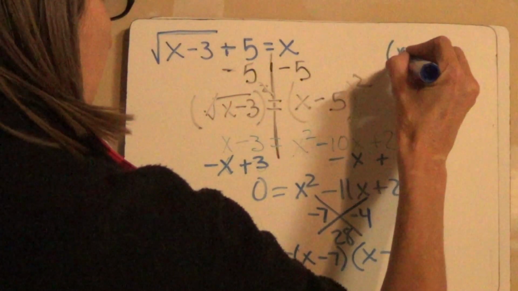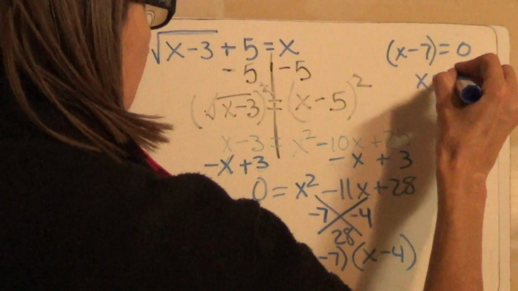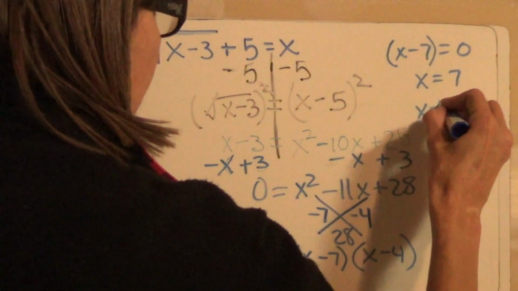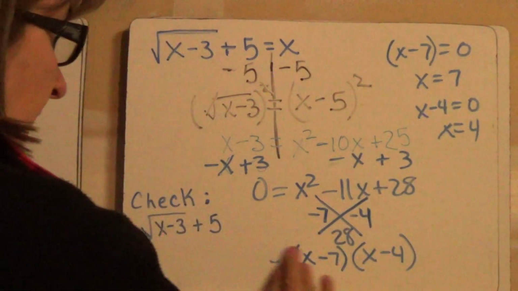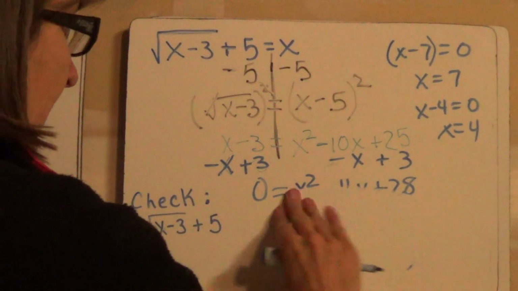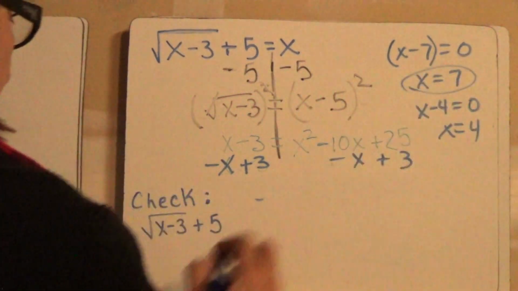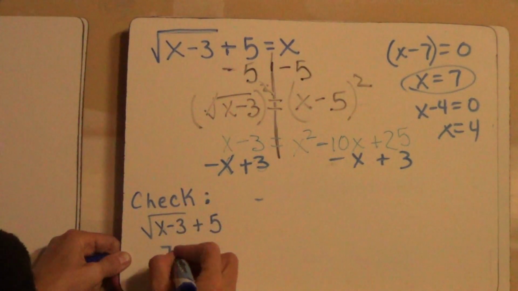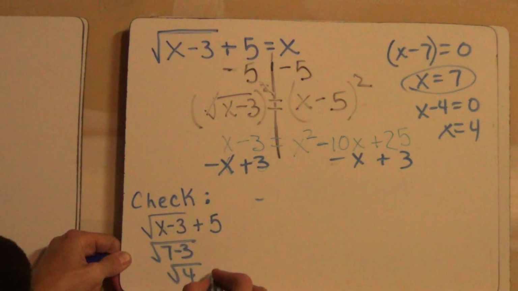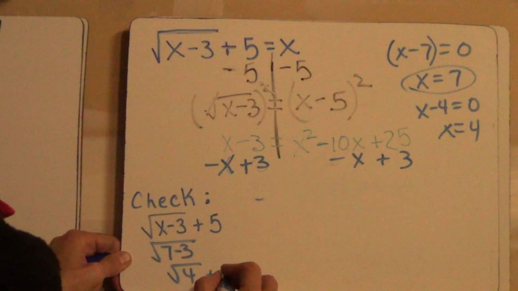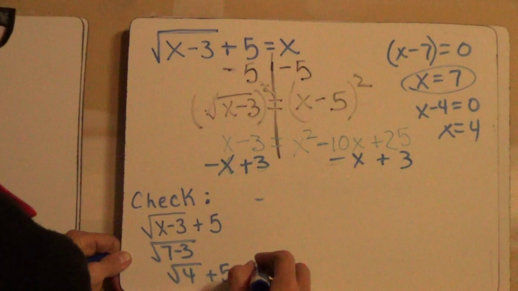So x minus 7 equals 0, so x would equal 7. x minus 4 equals 0, x would equal 4. Now I need to erase some of this because you got to see what happens when we plug these in. So our answer is 7. 7 minus 3 is 4. Square root of 4 is 2. 2 plus 5 is 7.